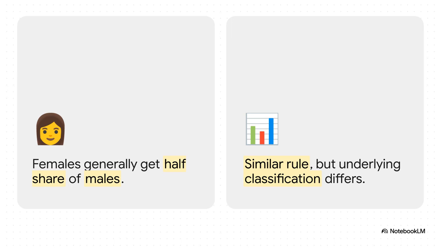Point 4. Treatment of females. Sunni, females generally get a half share of males. Shia, similar rule, but the classification differs. Now, while the half-share rule is practically similar across both schools of thought, meaning a daughter takes half of what a son takes, the underlying legal classification strictly dictates the final distribution. Make sure you clearly note that the principle of the share is exactly the same, but how the female heir is classed totally changes the mechanics of calculation.